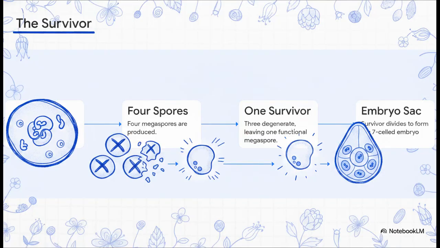And notice the ruthless biological efficiency here. The mother cell goes through meiosis to produce 4 megaspores, right? But 3 of them just degenerate and die off. Only one functional survivor is left behind. That lone survivor then undergoes sequential mitotic divisions, meaning it replicates its nucleus without forming cell walls right away, until it magically organizes itself into a mature embryo sac. This sac has 8 nuclei perfectly distributed across 7 specialized cells, including the all-important egg cell.